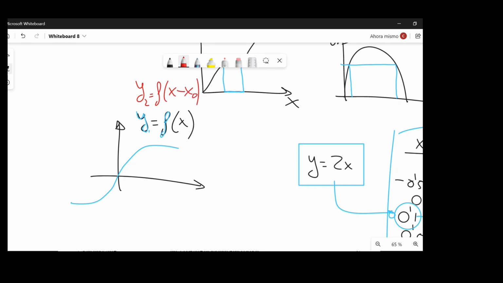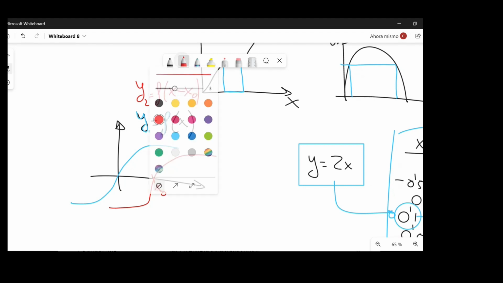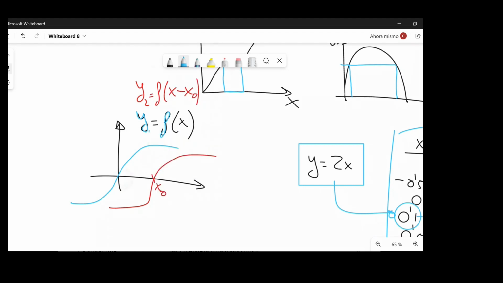What will happen? How will y2 look like? Does it shift to the left or right? Let's say that x naught is positive. To the right. So it will be the same function, but now shifted by x naught. Whatever happened at 0 is now happening at x naught.